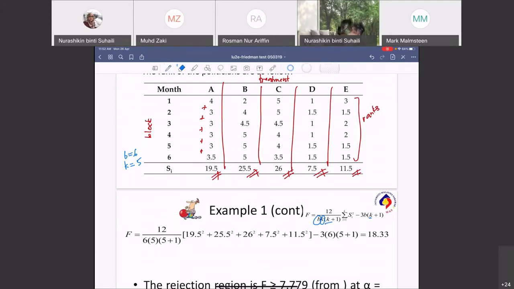So the expression here is, this one is the summation, right? Yeah, this one. So it means that once you get the sum of the ranks of every treatment, you square it and put it in the bracket so that you know that it needs to be multiplied with this term. Right, and then 6, 5, and the value here is 18.33.